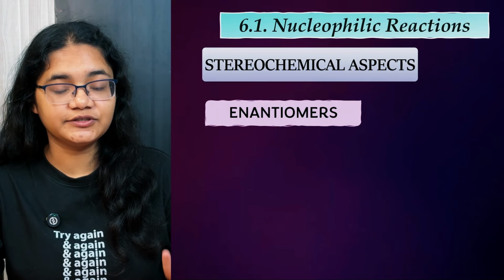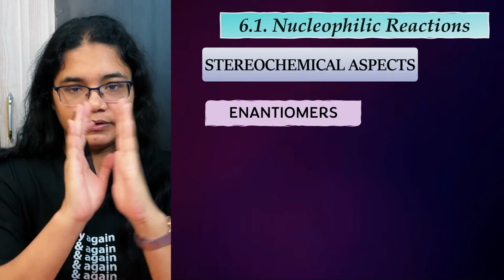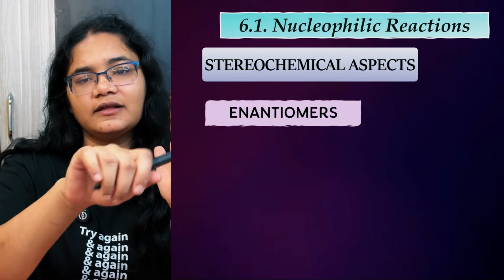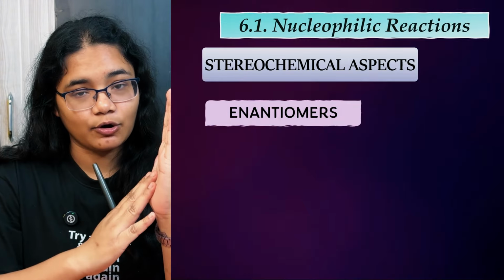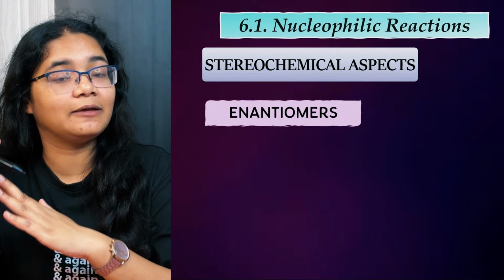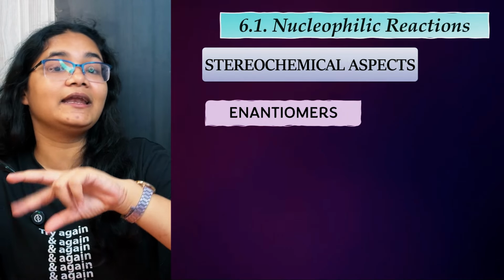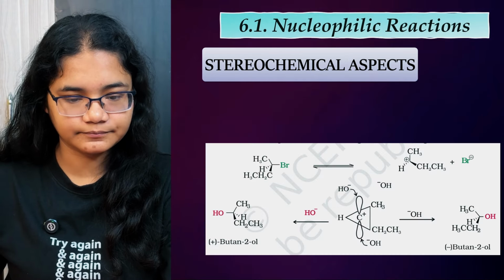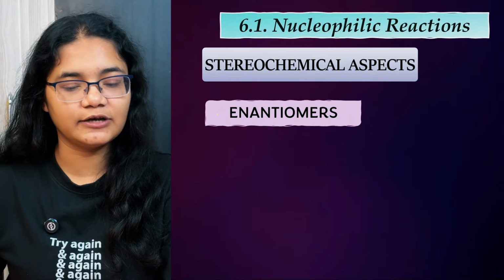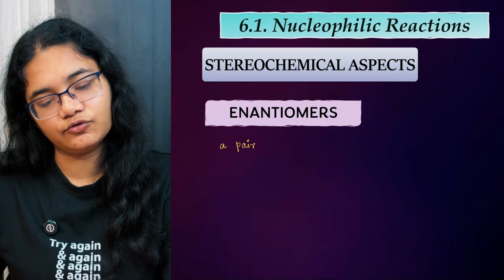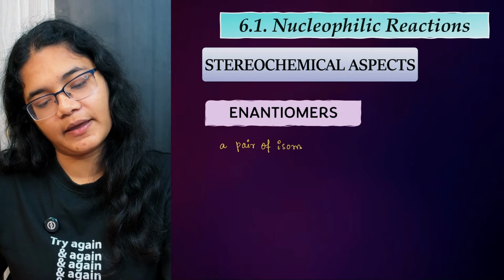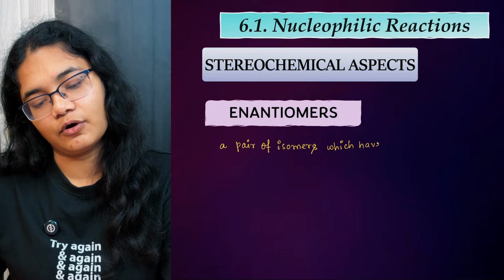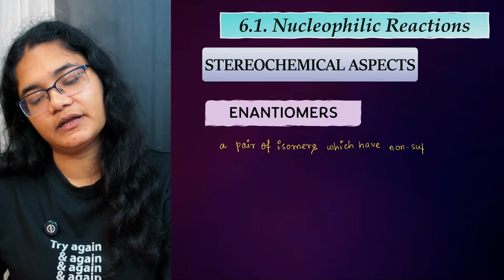Now what are enantiomers? Suppose I found that one molecule is optically active, it is chiral, having a chiral carbon, and it will rotate the light in, suppose, the clockwise direction. Now this particular molecule will have a non-superimposable mirror image also, which will rotate the plane polarized light in the anti-clockwise direction. So what are enantiomers? Enantiomers are a pair of isomers which are non-superimposable mirror images of each other.